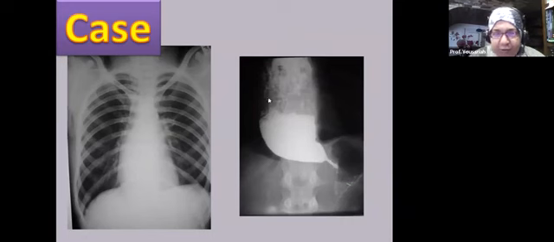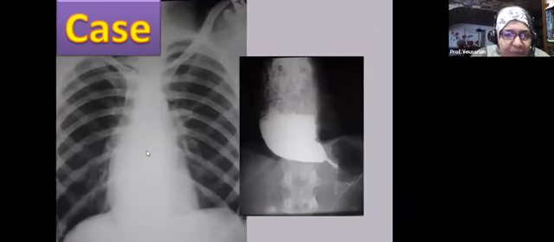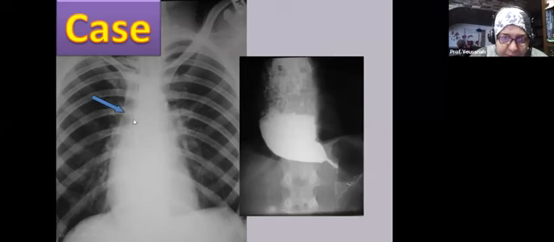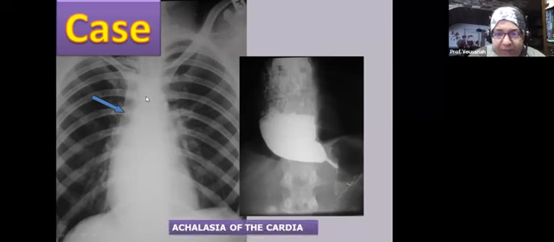How does it show itself in our studies? This is a plain X-ray on the left side, and you can see here a delineation. There is a line and a ground glass opacity delineating the area below the clavicle. This is a stand-up, an erect film. So this is how you see the achalasia in the PA film.